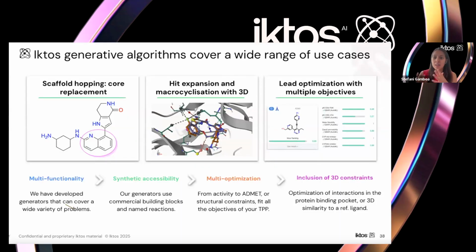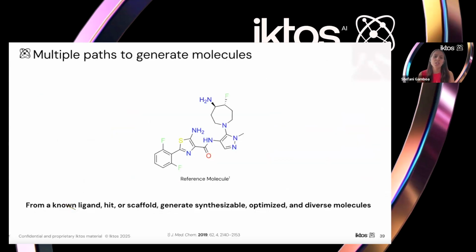So our GenAI isn't limited to a single task. It is built to handle a wide range of drug design challenges. From scaffold hopping and hit expansion to lead optimization with multiple objectives, we cover the full spectrum, all while ensuring synthetic accessibility, 3D constraints, and multi-parametric optimization align with your target product profile. So this is a modular, flexible platform designed to tackle real-world constraints, and not just generate molecules, but also deliver viable candidates. Using our technology, you can have access to multiple paths to generate molecules.